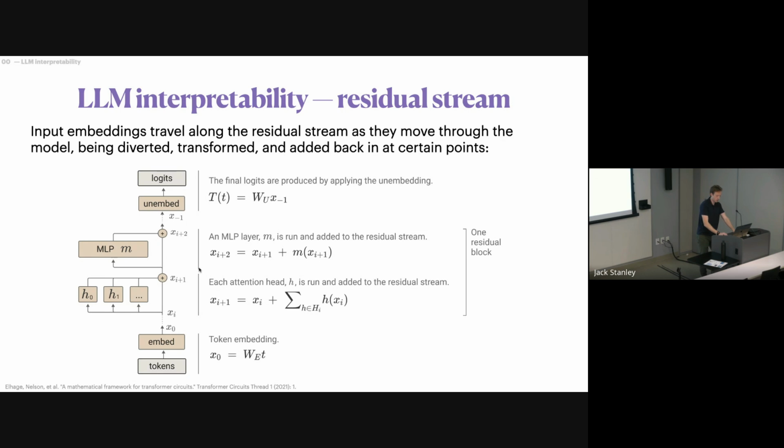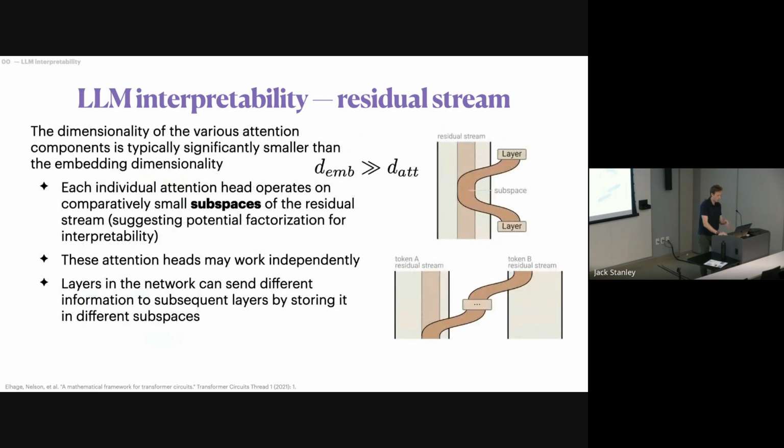So what this perspective allows us to realize is that the dimensionality of these various attention components is usually significantly smaller than the embedding dimensionality itself. This is very common in basically all transformer architectures now. And what this means is that each individual attention head would operate on comparatively small subspaces of the residual stream itself. So this gave us the original idea to maybe factorize these in some way.